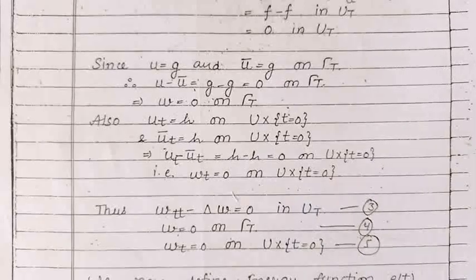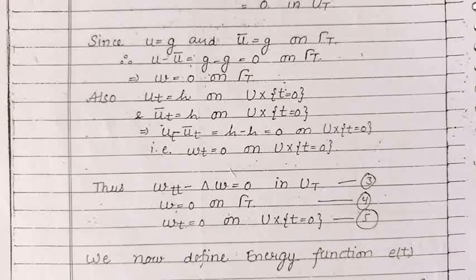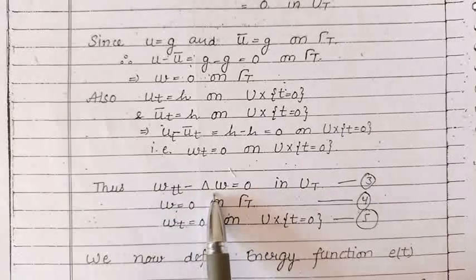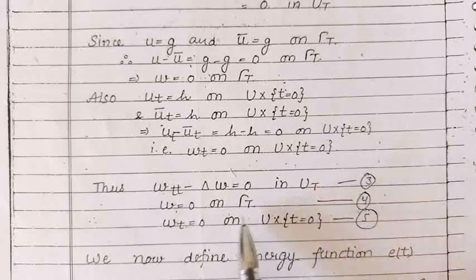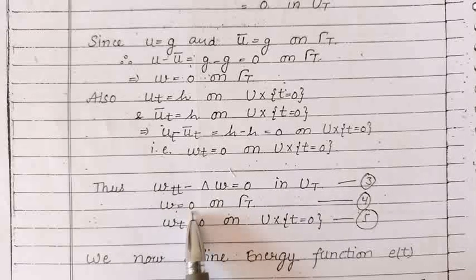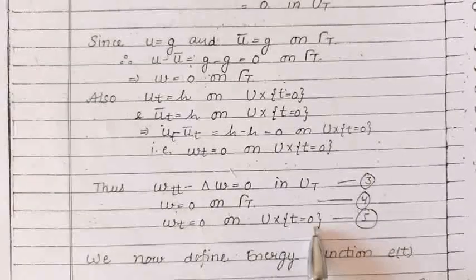Thus we have proved that the function w defined by u minus u bar satisfies the homogeneous wave equation in U_T, and on the parabolic boundary of U_T the value of w is 0, and also ∂w/∂t is 0 on U × {t = 0}.